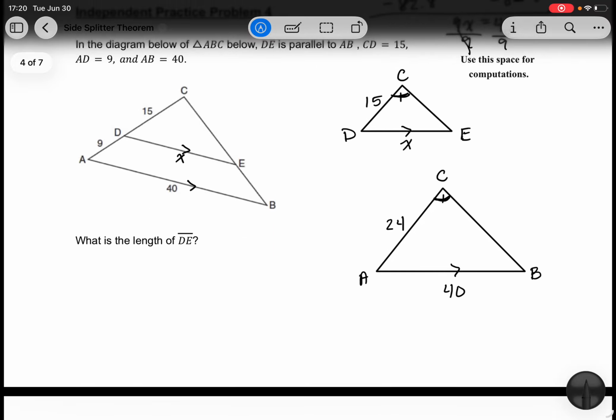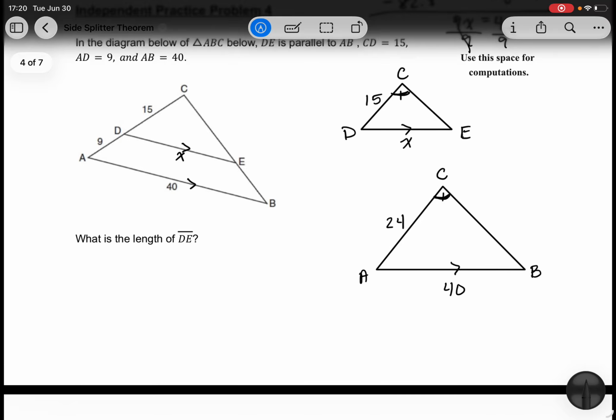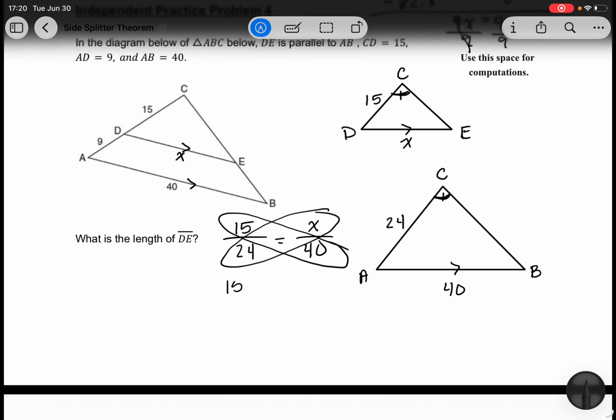Now we just need to set up our proportion. So we're going to do CD over CA equals DE over AB. So 15 over 24 equals X over 40. Cross multiply, 15 times 40 equals X times 24. 15 times 40 is 600 equals 24x.